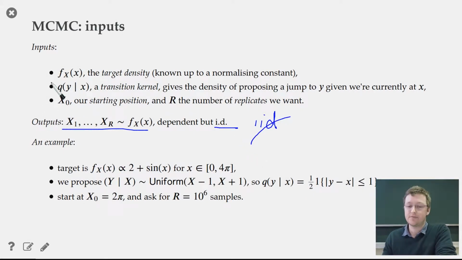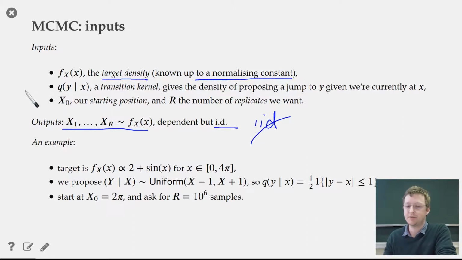So what are the inputs for the method? Firstly, you have to specify your target. This is known up to a normalizing constant, so you don't have to know the density exactly. You just need to know some scalar multiplied by the density. This actually helps in a huge way.